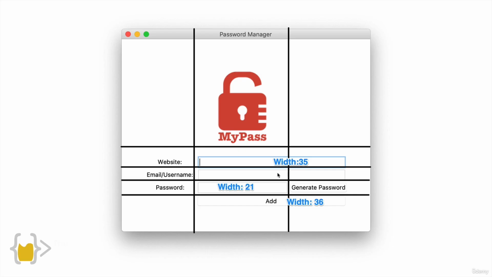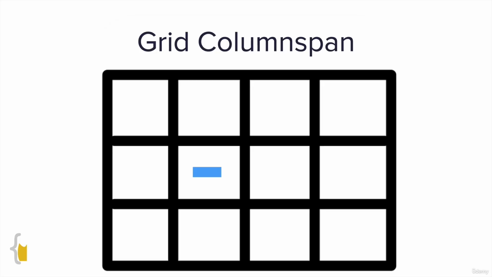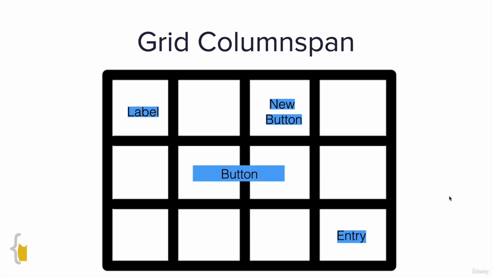So what I want you to do is to use what we've learned about the grid column span. So if we have our label, our button, new button, and entry, if I want this particular button to go across 2 columns, then I have to change that column span attribute to 2. And I have to specify which column it starts out in and how many columns it's going to go across.